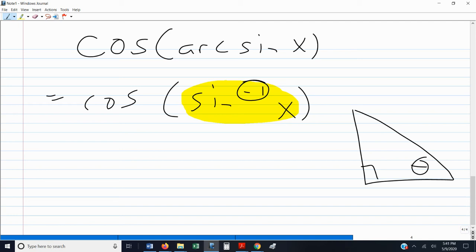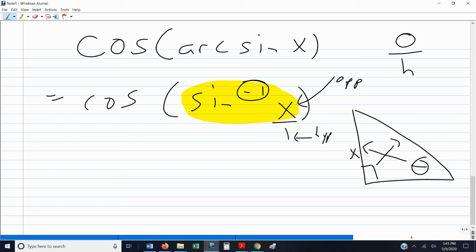What's the formula for sine? Opposite over hypotenuse. So remember there's an invisible 1 there. So this is the opposite and this is the hypotenuse. So opposite the angle is x and the hypotenuse is 1, right? And then again, the inverse is saying what angle has a sine of x over 1? That angle is theta in the triangle that we created, because the way we have it set up, the sine is x over 1. So the angle that has a sine of x over 1 is theta from our triangle, and then we need the cosine of that angle.